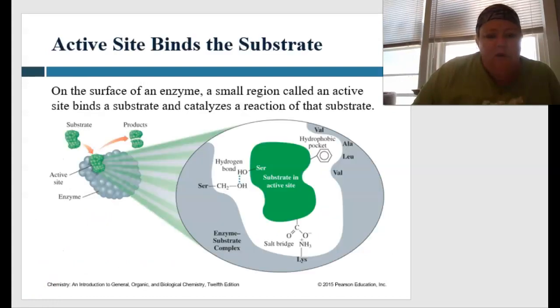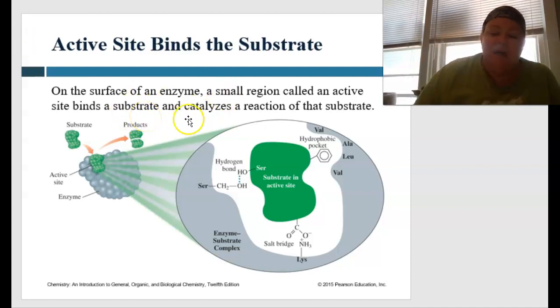All right, so how do these actually work? Well, using active sites to bind the substrates. This is how proteins actually work, or these enzymes actually work. On the surface of an enzyme, a small region that's called an active site is going to bind to the substrate, which is a fancy word for starting material, and catalyze a reaction of that substrate.